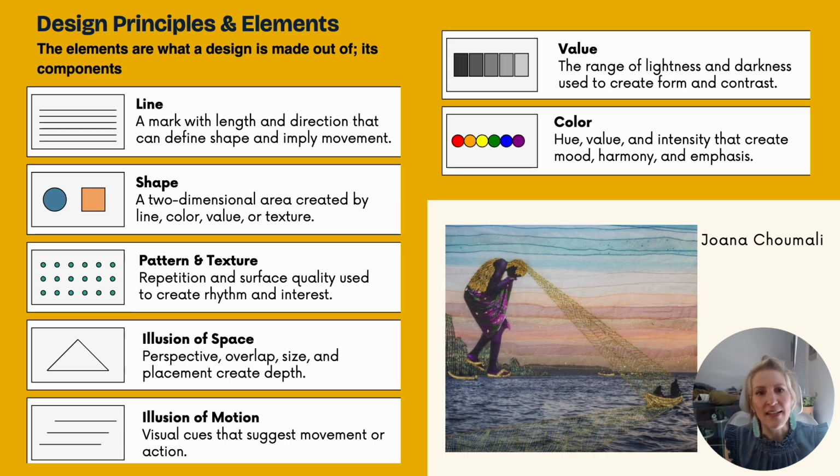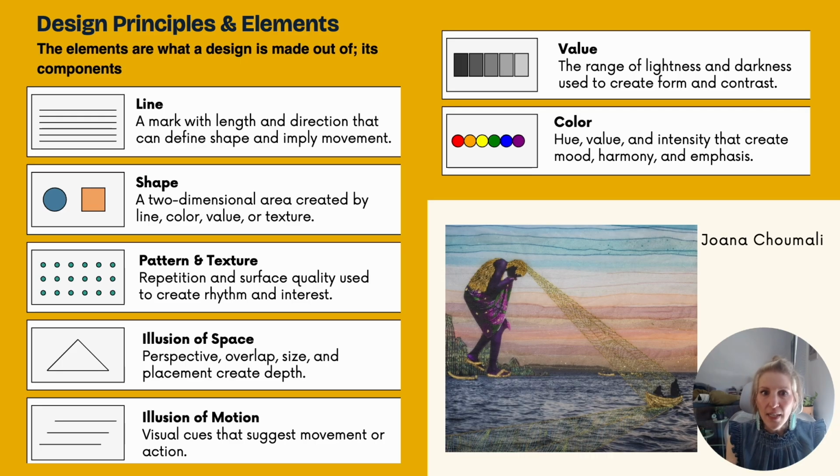Now a line is a mark with length and direction that can define shape and imply movement. Shape is a 2-dimensional area created by a line or a color, value, or texture. Pattern and texture are repetition and surface quality used to create a sense of visual rhythm and interest.